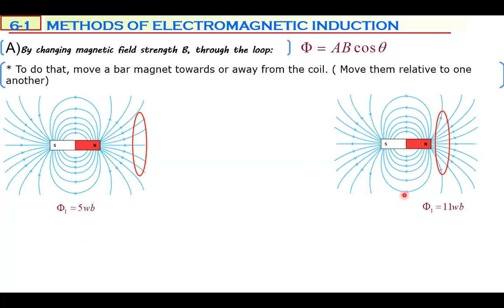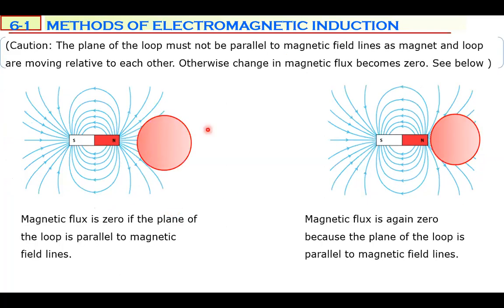Magnetic flux has changed. So when magnetic flux is changing, because you are moving this bar magnet and the loop relative to each other, you can make them approach or you can make them move away. In both cases, if you move them relative to one another, then you are going to induce an EMF on this loop, and you will see that some current, some electrical energy, starts to circulate on this loop. This is the first way. But be careful, when you are moving the loop, the plane of the loop mustn't be parallel to the magnetic field lines.